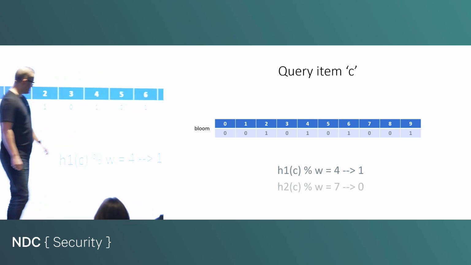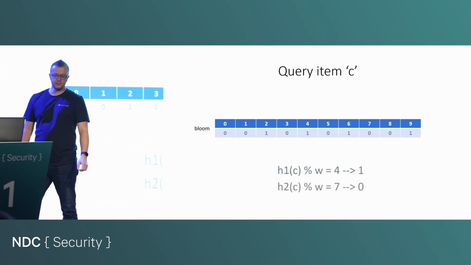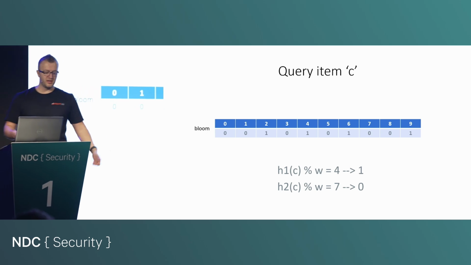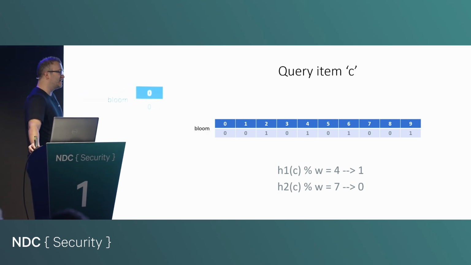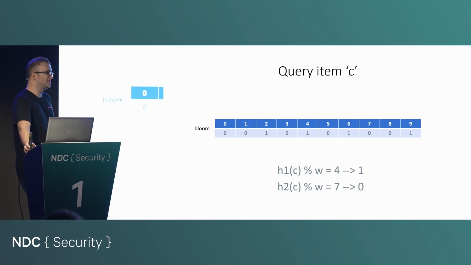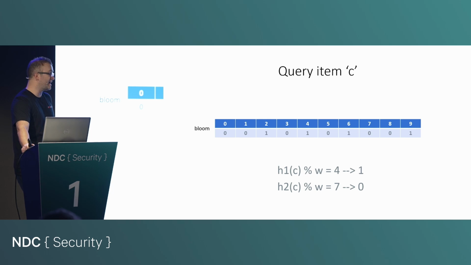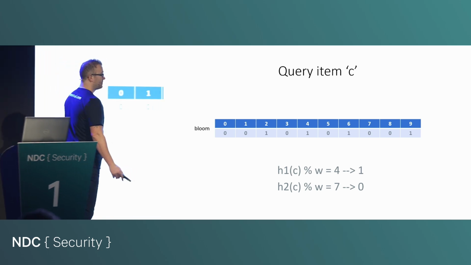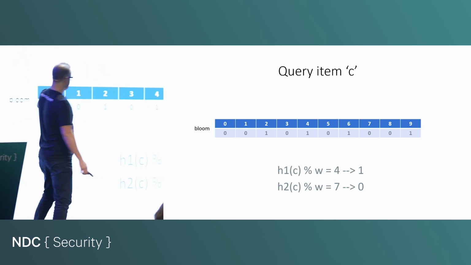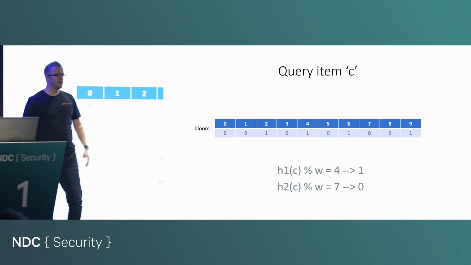And then we take the second hash function. Again, we hash it, mod it with the width, it gives us index 7. Now, index 7, the bit is not set. So we can now say, definitively, we have not seen this item before. Because if we had seen this item before, and we had inserted it into the filter, then bit 7 would have been set.